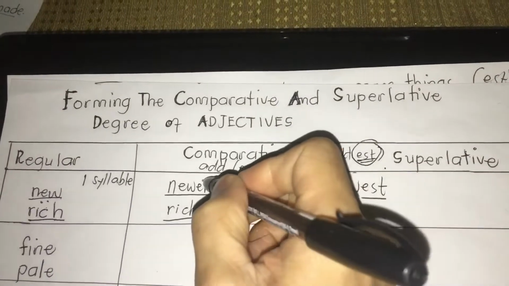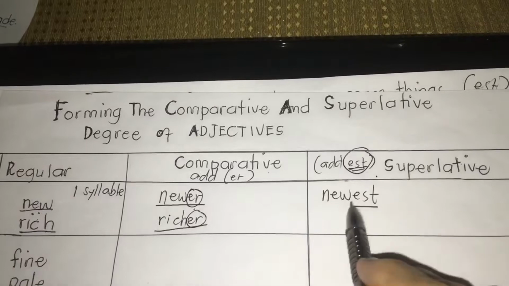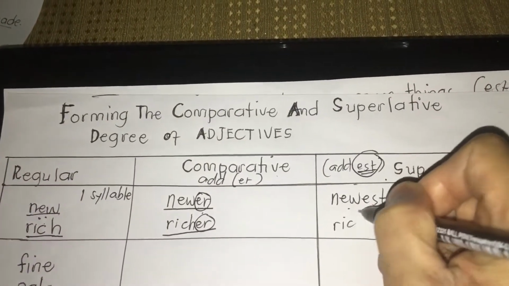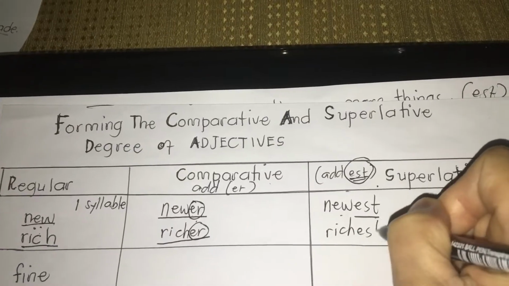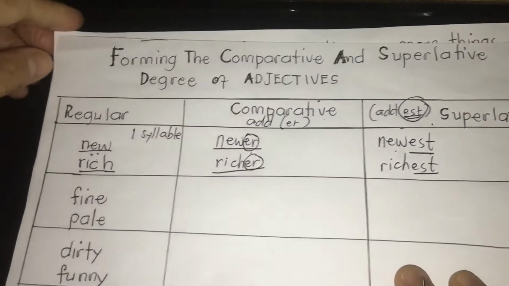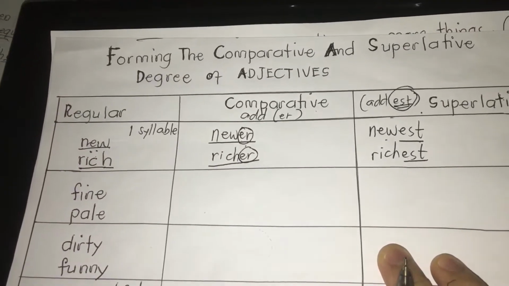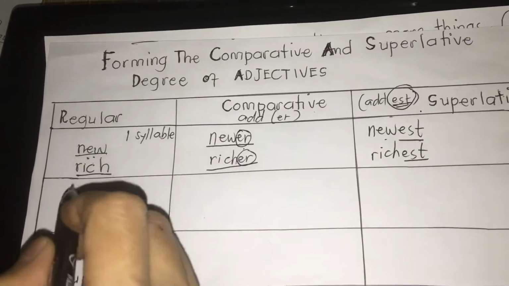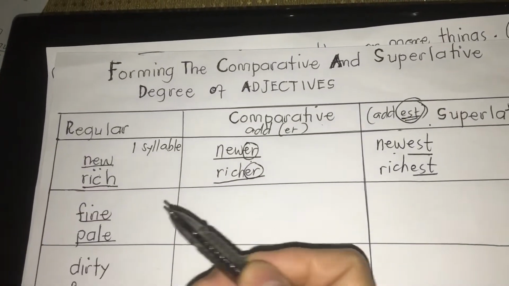Okay? So this will be the newest. Rich, like this. This will happen, like that. Rich, richest. Okay? Next is fine and pale.